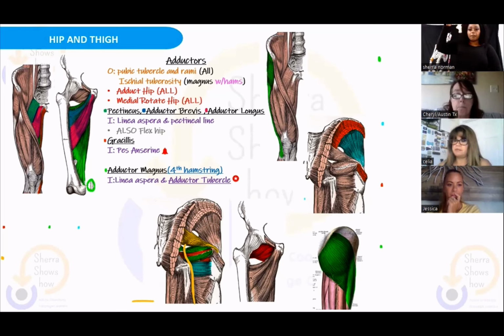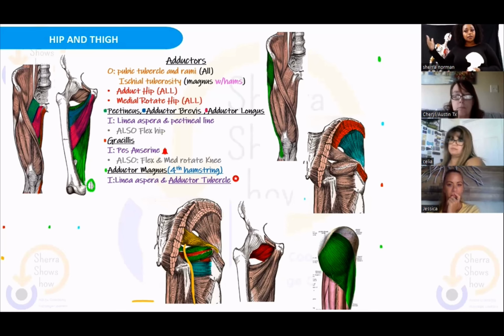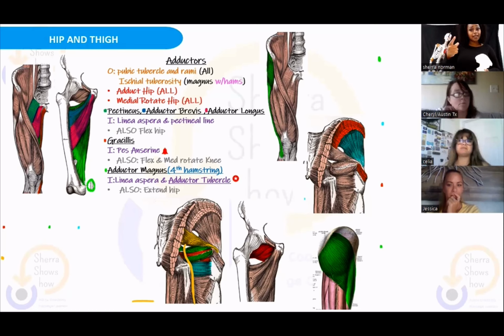Gracilis is right down the middle, so it doesn't have the pull to be able to flex, but pectineus and all the adductors also flex the hip, okay? Gracilis has a side hustle on the weekend with the pes anserine muscle, so it also flexes the knee and medially rotates the knee. And also in gray, adductor magnus is the 4th hamstring, so it also extends the hip because it is that big. It runs from the front to the back, so it flexes and extends, okay? But for imblex, they adduct and medially rotate the hip. If you remember that, you're doing great, okay?